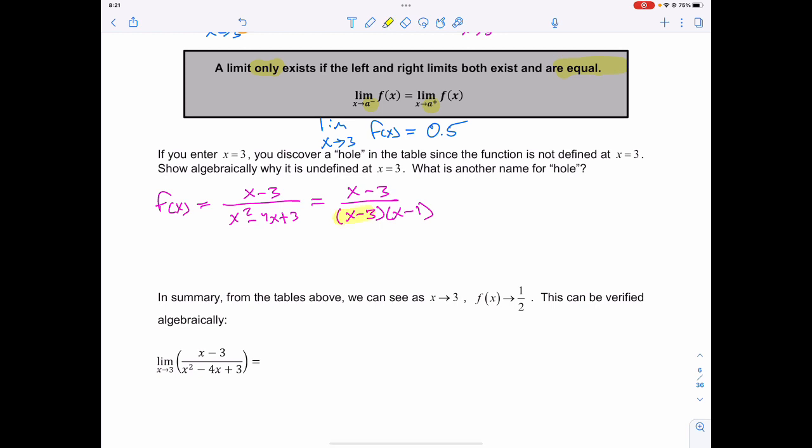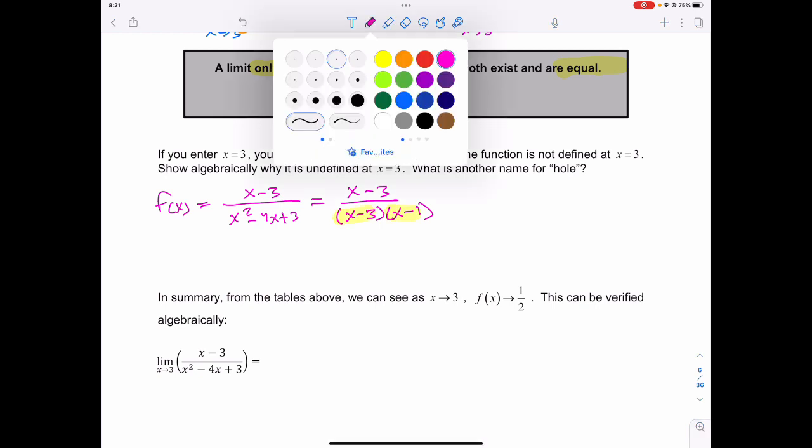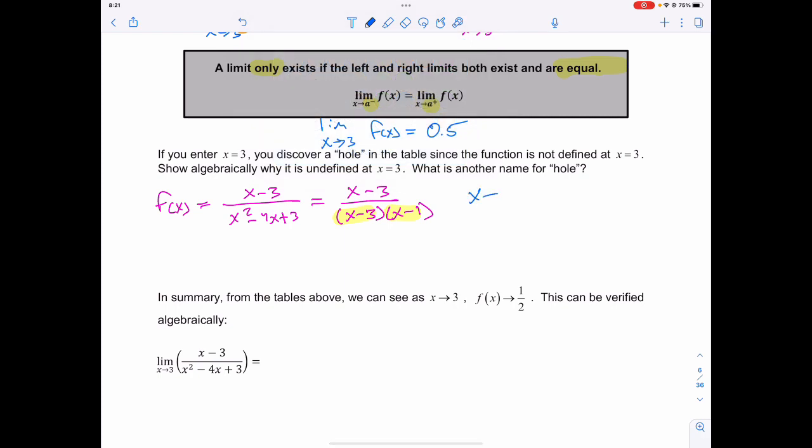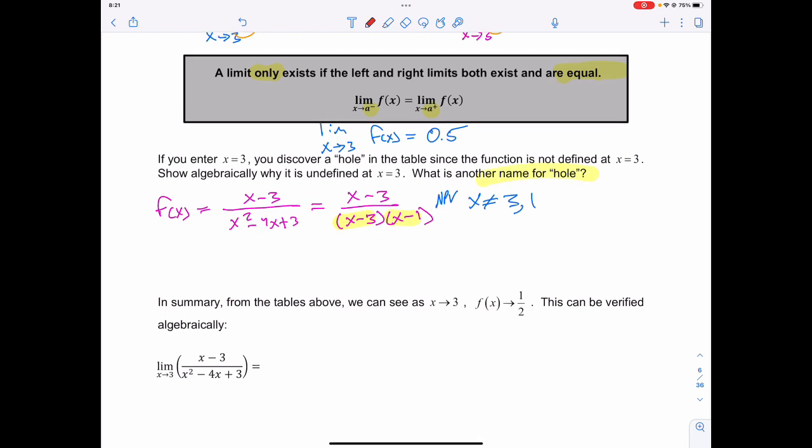We can see that we have our non-permissible values. x cannot equal 3 or 1. What's another name for this hole? We refer to it as a point of discontinuity, or POD.